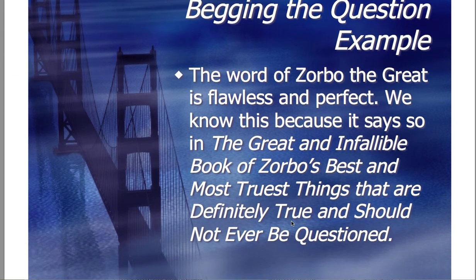The word of Zorbo the Great is flawless and perfect. Okay, so A is true, right? We know this because it says so in the great and infallible book of Zorbo's best and most truest things that are definitely true and should not ever be questioned. We know that A is true because B is true, and B is true because A is true. See how this keeps going around? How can you say that this is flawless and perfect because it says it here, and it says it here, so therefore this is true, and you just keep going around and around and around. You don't want to do that.